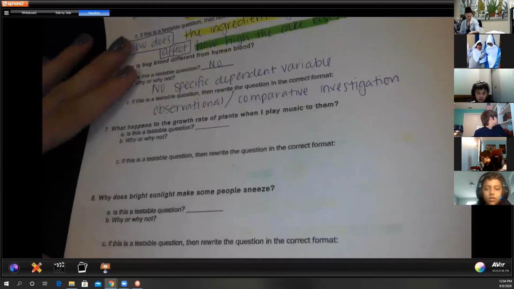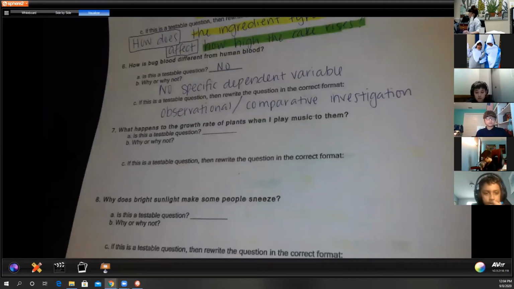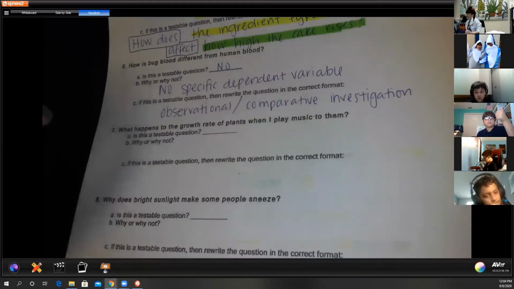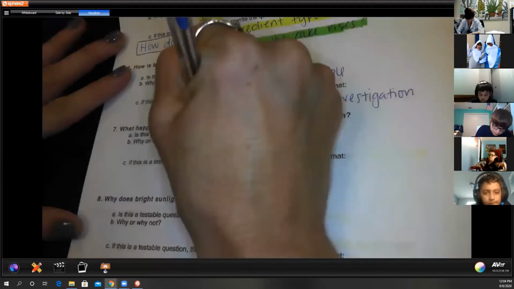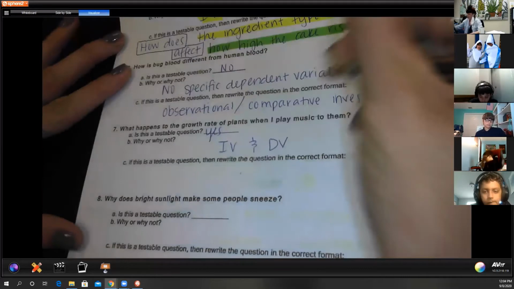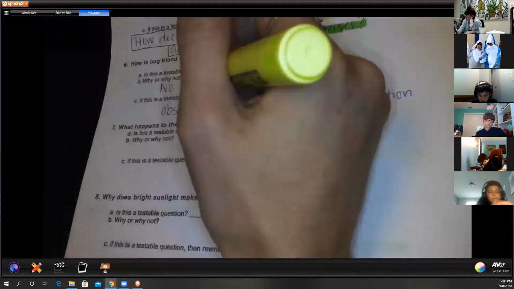What about this next one? What happens to the growth rate of plants when I play music to them? Thumbs up if it's testable, thumbs down if it's not. This is testable. I have an IV and a DV. Now, what is my independent variable? What am I changing on purpose here?